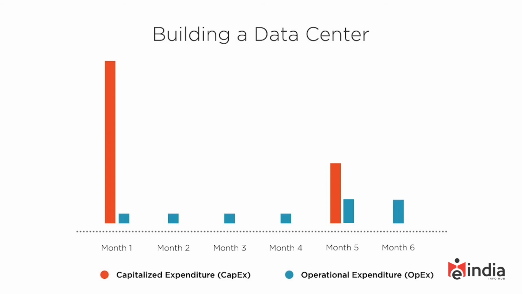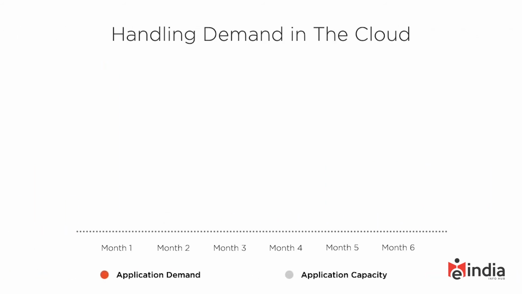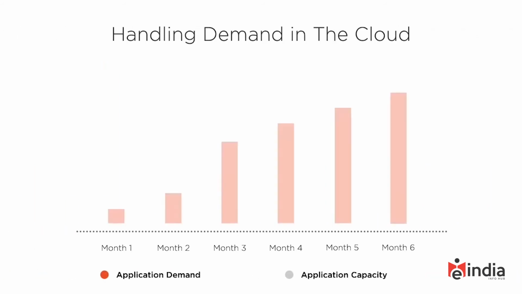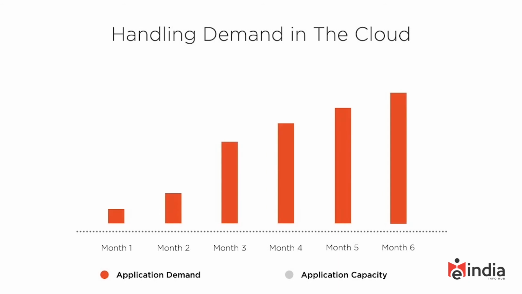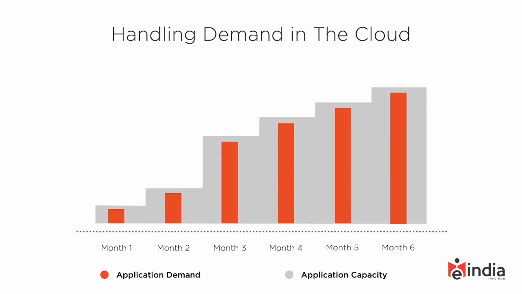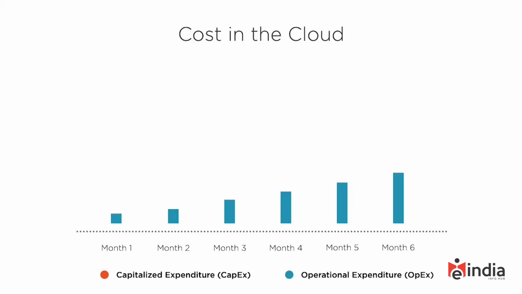But let's talk about how this works in the cloud. So let's say that we have the exact same application with the exact same demand in the cloud. Now in this case, we're able to do something different with capacity. We're able to make sure that we have just enough capacity to meet the demand that our users have for our application. And another thing is different. Let's look at the costs. So here with the costs in the cloud, there is no capitalized expenditure because we're leveraging the cloud. And here our operational expenditure mirrors what we have in terms of the demand. So what does all of this mean?